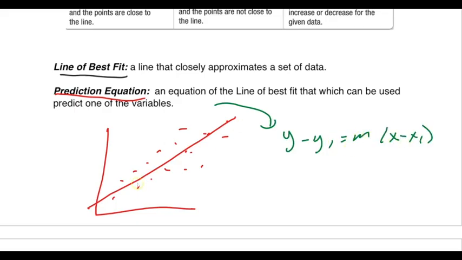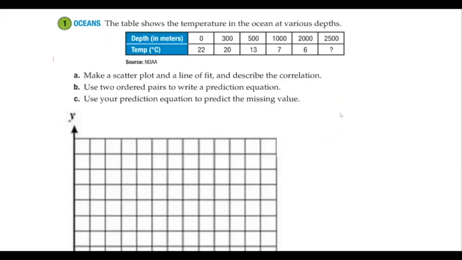On this prediction equation, you can find 2 points that cross nicely, like we always do. Find the slope, plug a point in, and we get our prediction equation. That's how it's going to work. So let's do an example here.